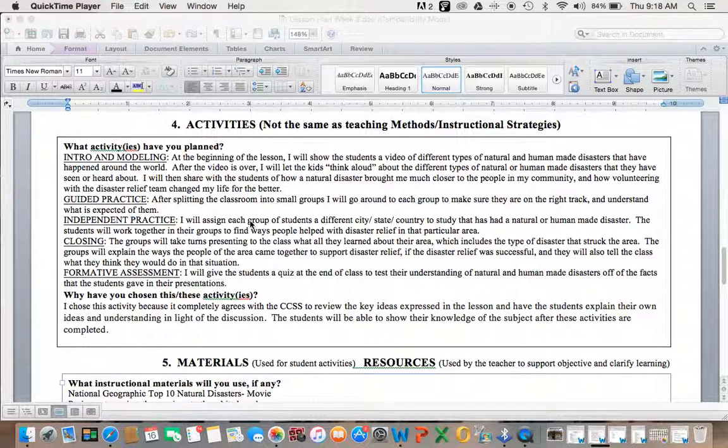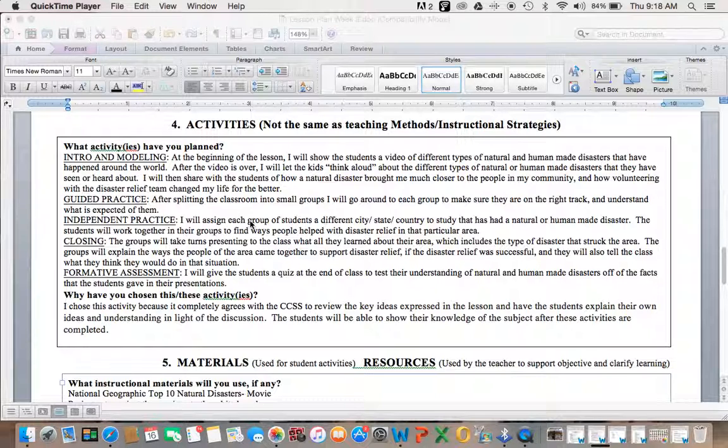I will then share with the students how natural disasters brought me much closer to the people in my community and how volunteering with the disaster relief team changed my life for the better. Guided practice. After splitting the classroom into small groups, I will go around to each group and make sure they are on the right track and understand what is expected of them.